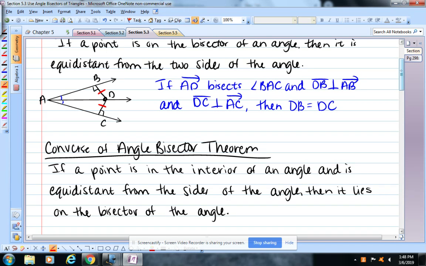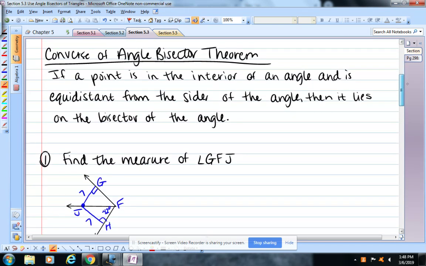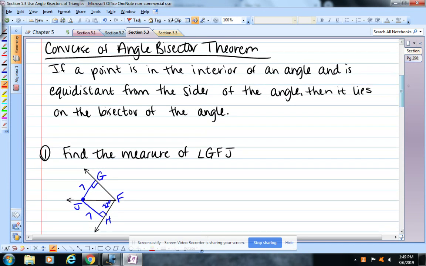All right, I'll slowly scroll. All right, so we're going to do that to find missing lengths of segments or missing angle measures. So here's this picture.